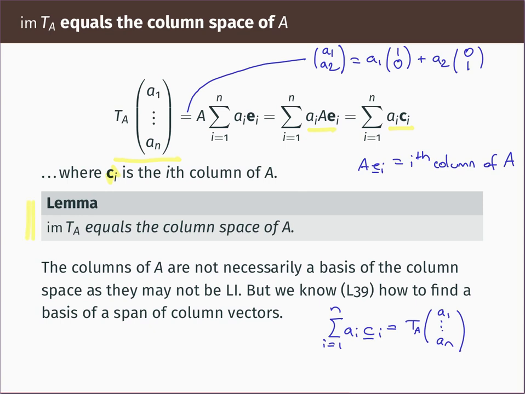Now, the columns of A are not necessarily a basis of the column space. We now know that they are a spanning sequence for the column space, but they're not necessarily a basis, because they might not be linearly independent. But what we do know from lecture 39 is how to find a basis of a span of column vectors. We developed a method for doing that in that video. So in principle, whenever we want a basis for the image of one of these maps of the form T_A, we could apply the method of lecture 39 to find a basis for the column space of that matrix A, and that will give us a basis for the image of T_A, because the image of T_A is the column space.